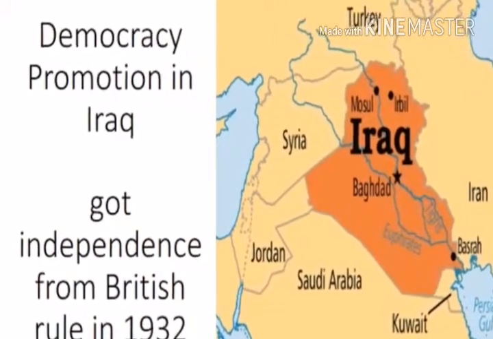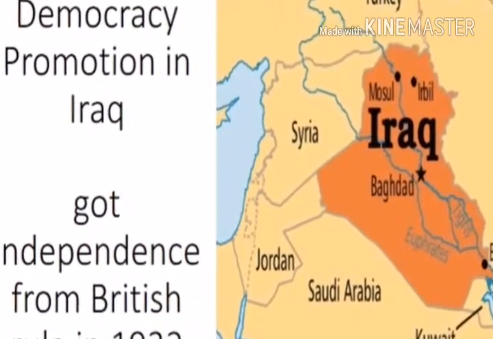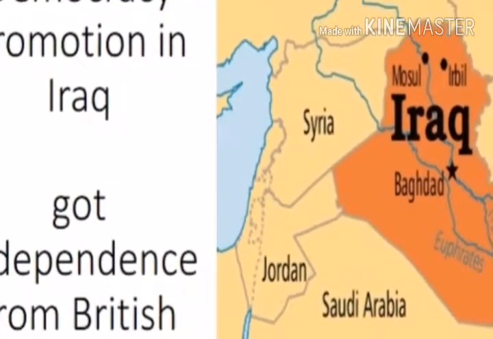Student, Iraq is a country in Western Asia. It became independent from British rule in 1932, and Saddam Hussein played a key role in the 1968 coup that brought the party to power. This government abolished traditional Islamic law and gave women the right to vote.